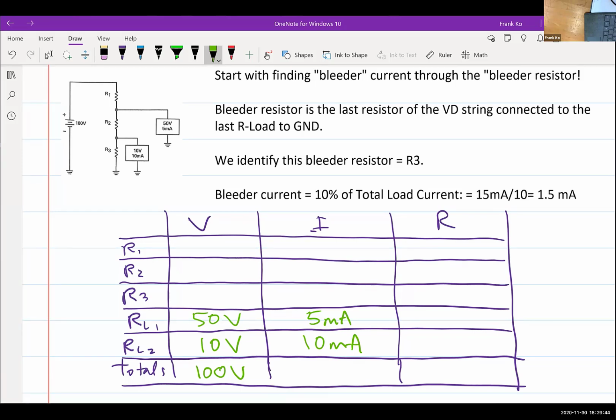Okay. We were given 5 pieces of facts. We fill in 5 pieces. All the pieces that we are given filled in where it is appropriate. So far, so good? Okay, we just determined bleeder current. Where's bleeder current supposed to go? R3's current, yes? Because we said bleeder resistor was R3, and the bleeder current's going to be 1.5 milliamps. I'm going to write that down here, 1.5 milliamps.